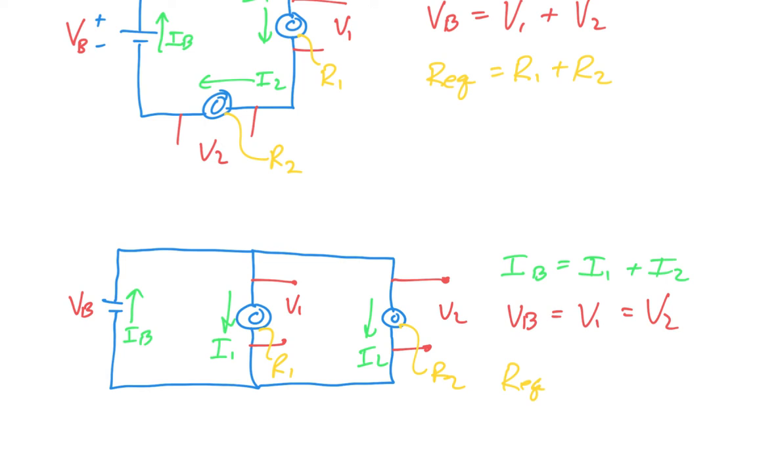The equation for the equivalent resistance is kind of tough. It's 1 over the equivalent resistance is equal to 1 over one resistor plus 1 over the second resistor, okay? Now let's talk about a couple of other things.